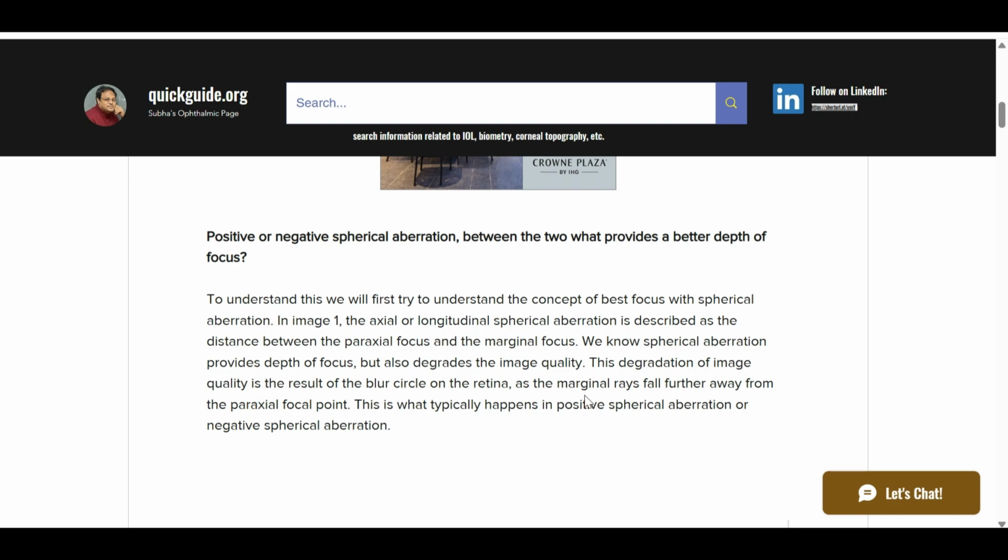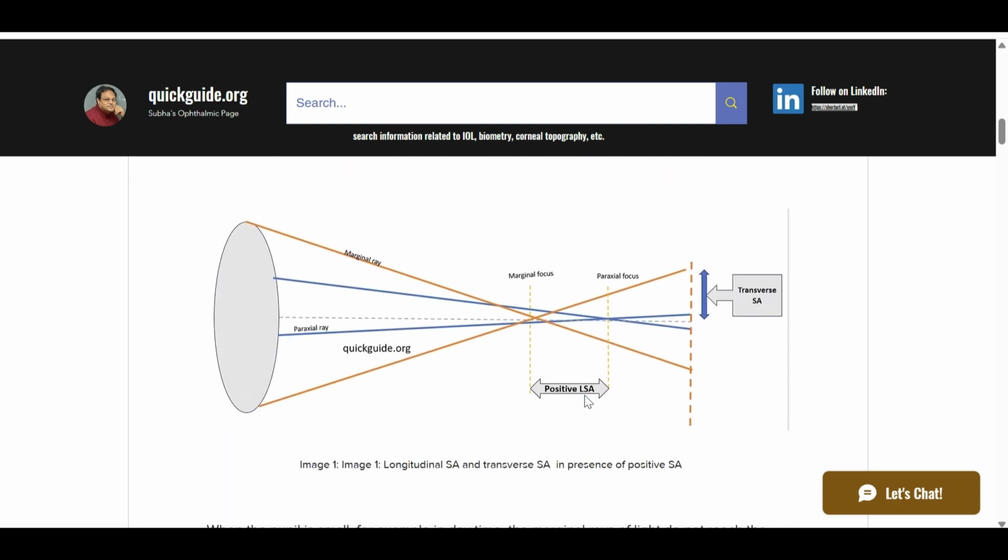You will find it in the optics section. And before I go into it, just a quick brush up about what is spherical aberration. We know that the marginal rays of light and the paraxial rays of light are not falling at the same place. Paraxial rays of light are the central rays of light, which are passing very close to the optical axis of the lens, and they don't fall at the same place, right?